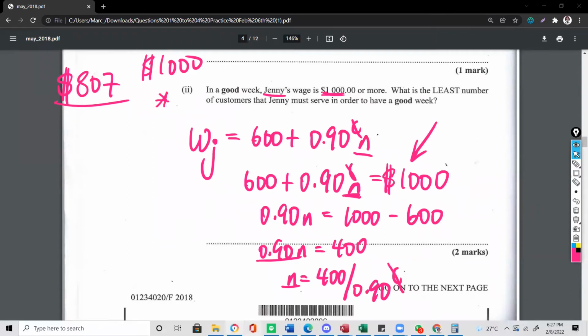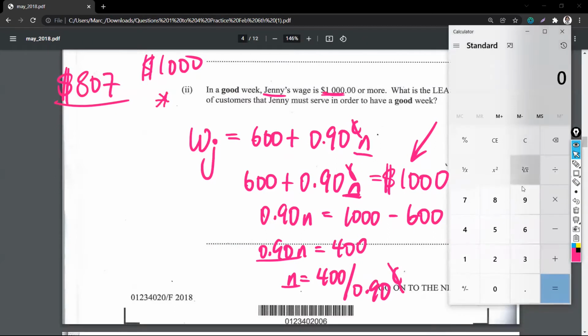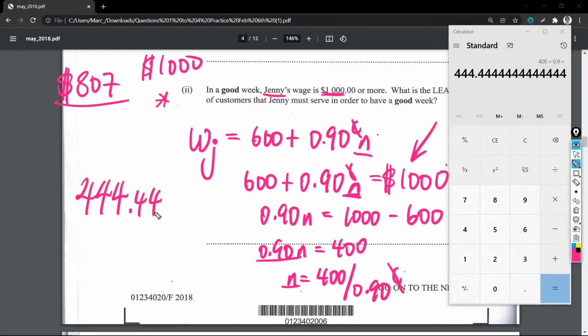So let's divide that now. Let's use our calculators and divide that, guys. We're going to say 400 divided by 0.90. So she needs to serve 444.44 customers to reach 1,000 US. But guys, it has to be 445 customers. Okay, you can't have half a customer.